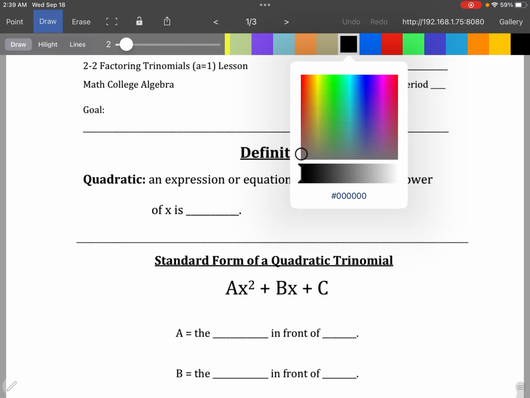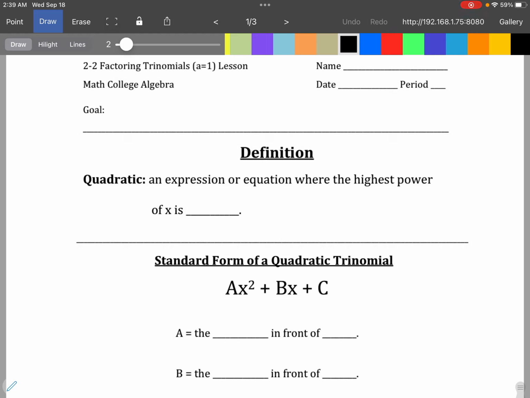Your goal for today: I will be able to factor quadratics. That's not how you spell quadratics.